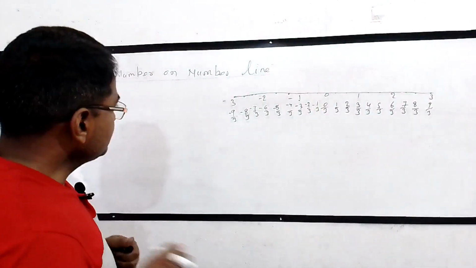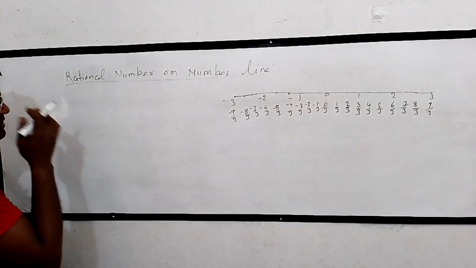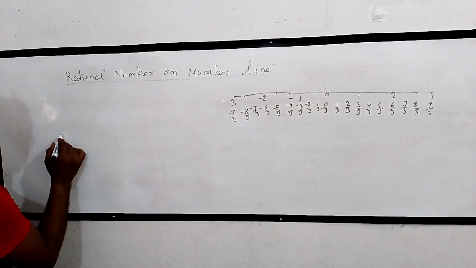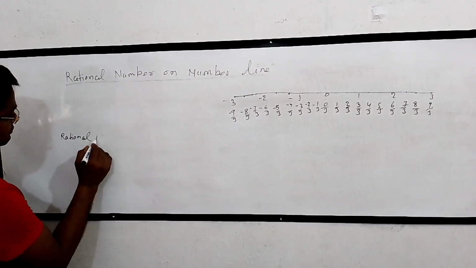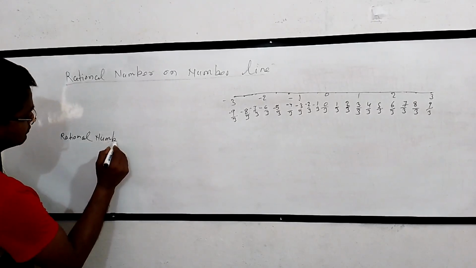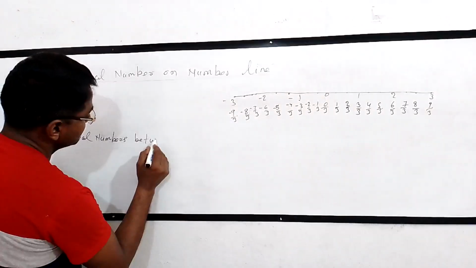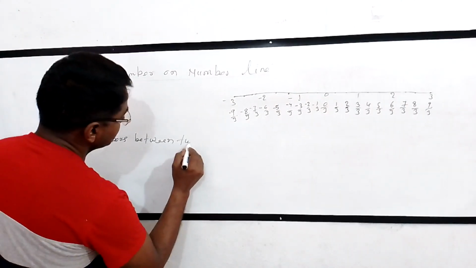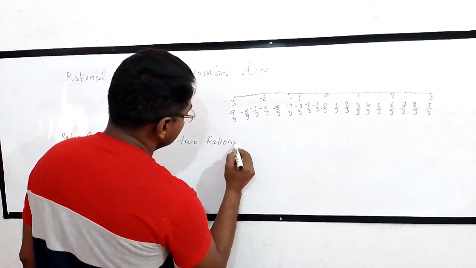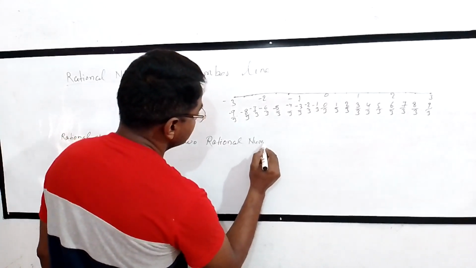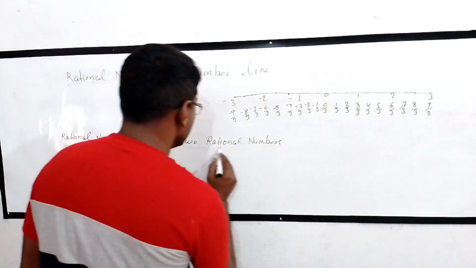Now the next one is rational numbers between two rational numbers. Rational numbers between two rational numbers.